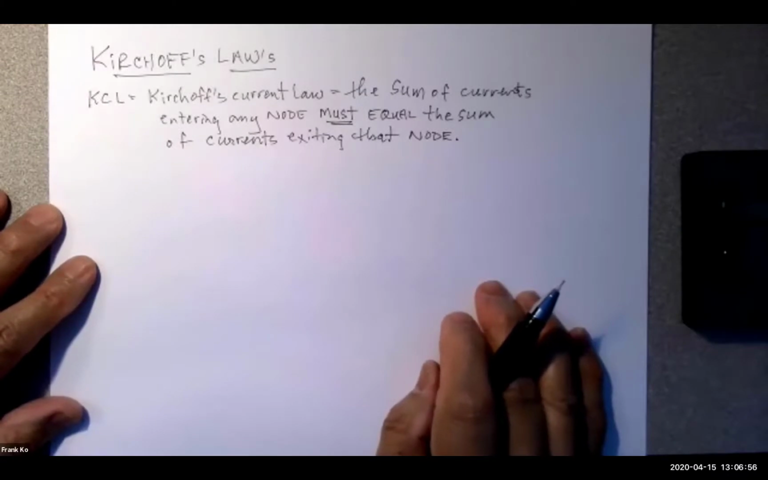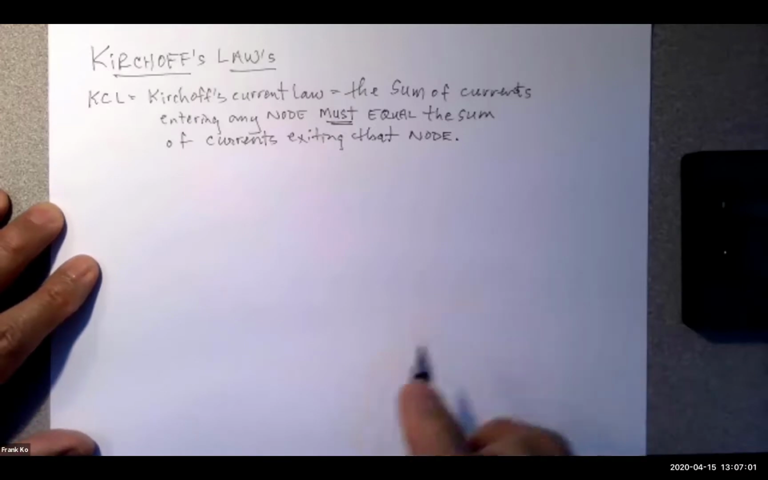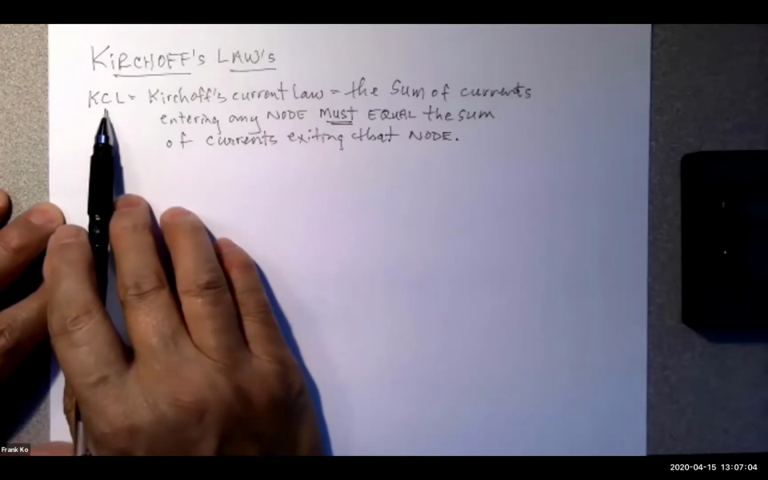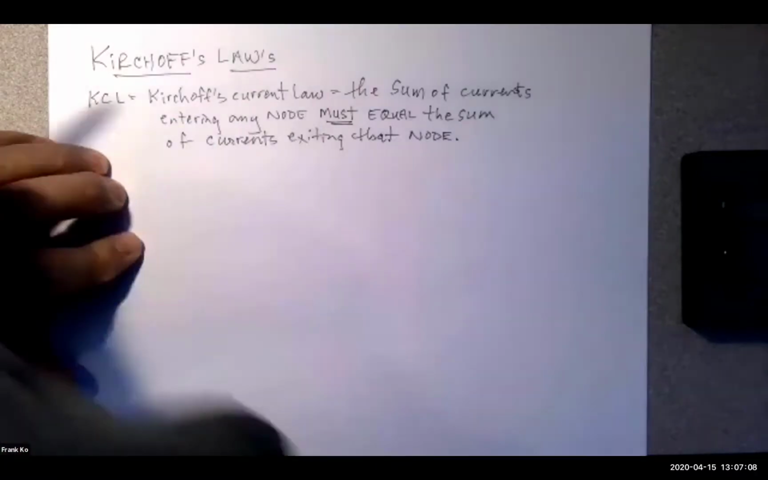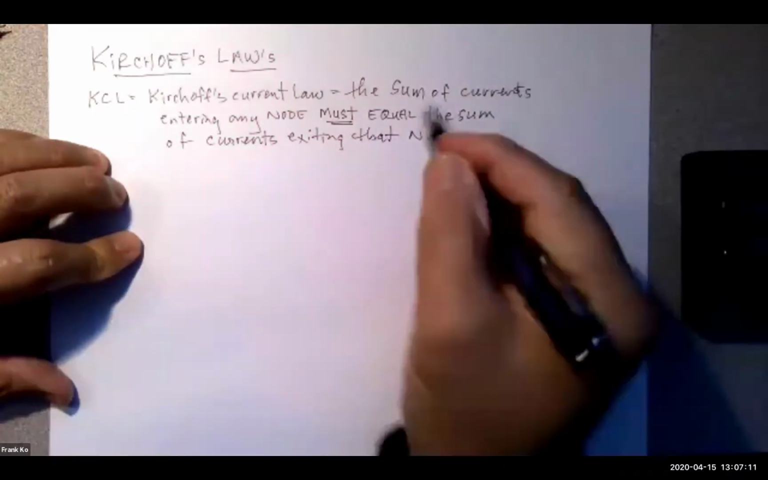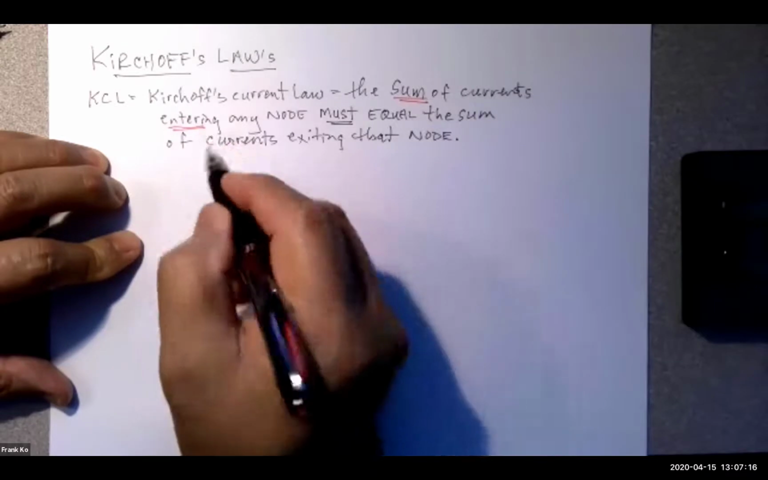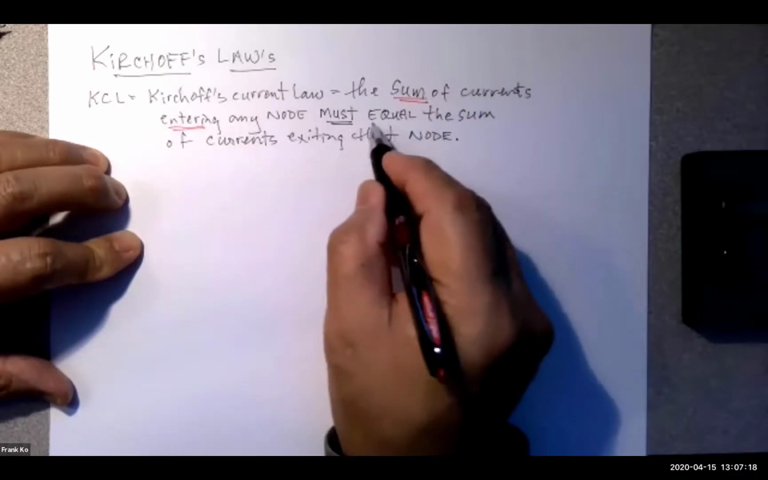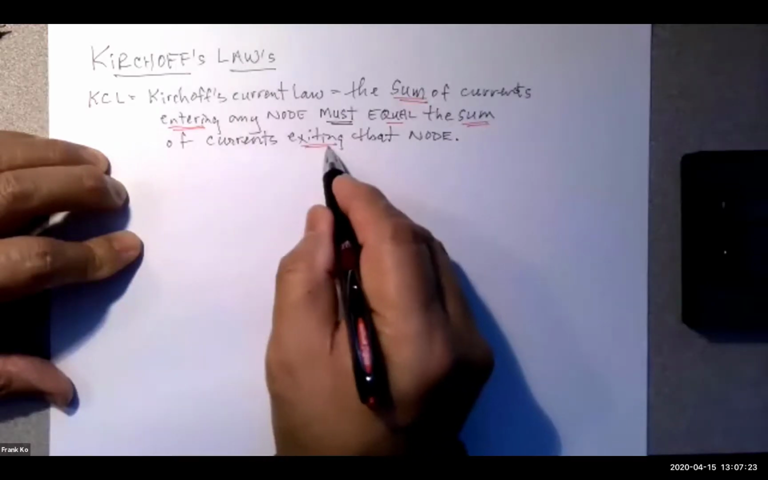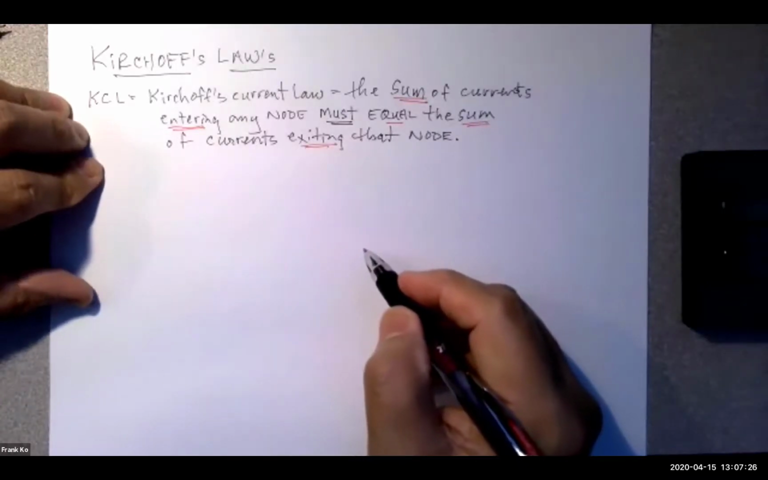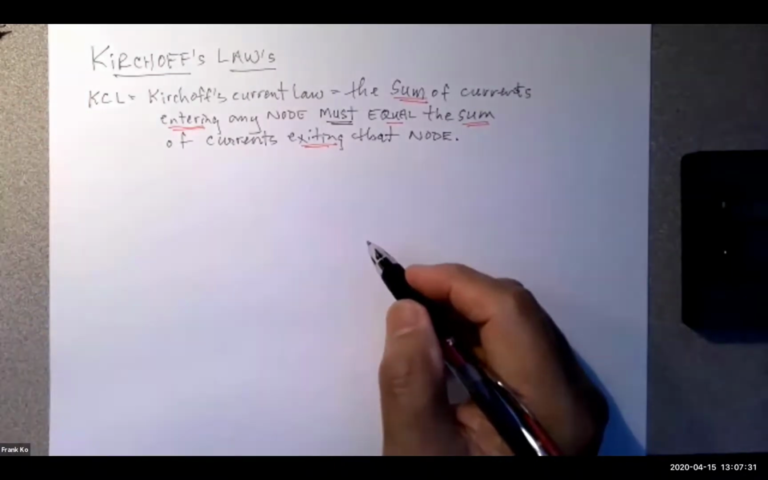And let's see where this makes sense from our previous discussion. But this is what you want to make sure you get down in your notebook. KCL is an abbreviation for Kirchhoff's current law. And Kirchhoff's current law states the sum of currents doing what? Entering any node must do what? Equal to the sum of currents doing what? Exiting that same node. Those are the important highlights from that particular sentence.